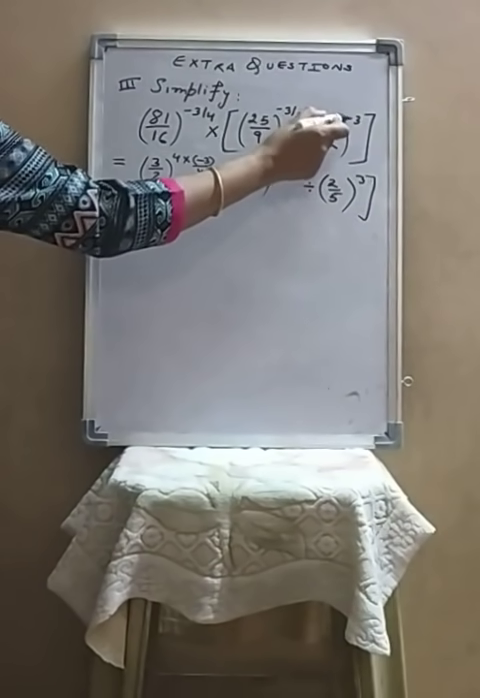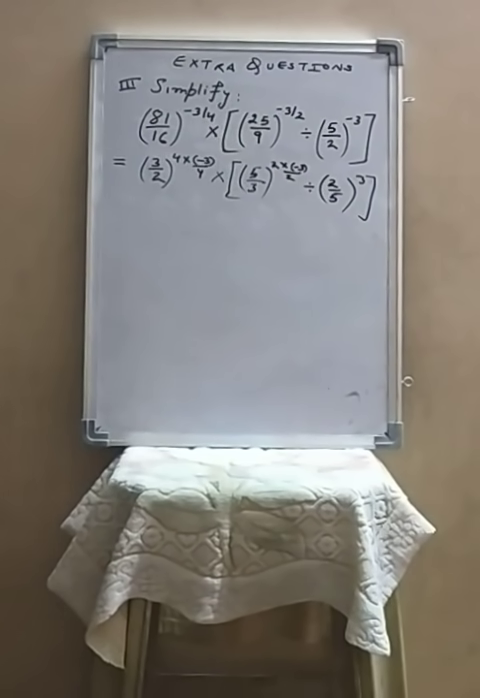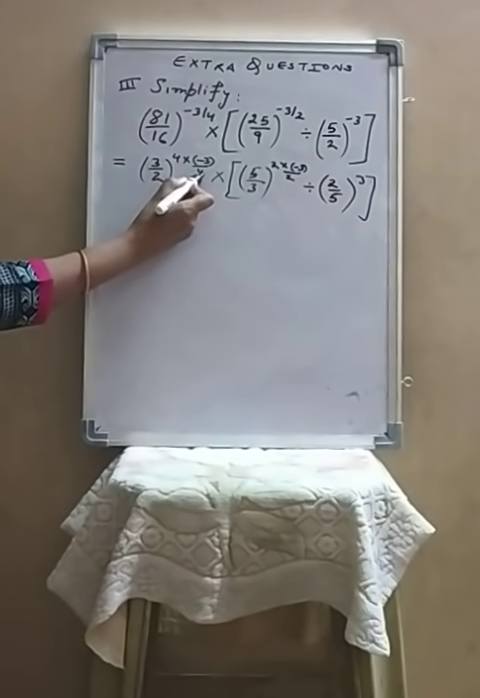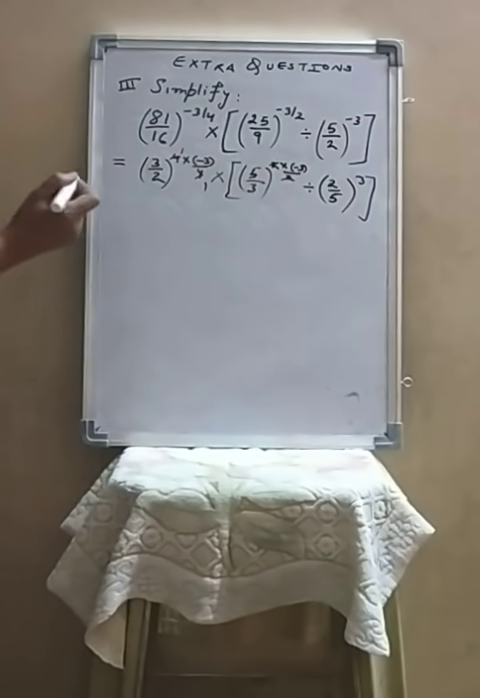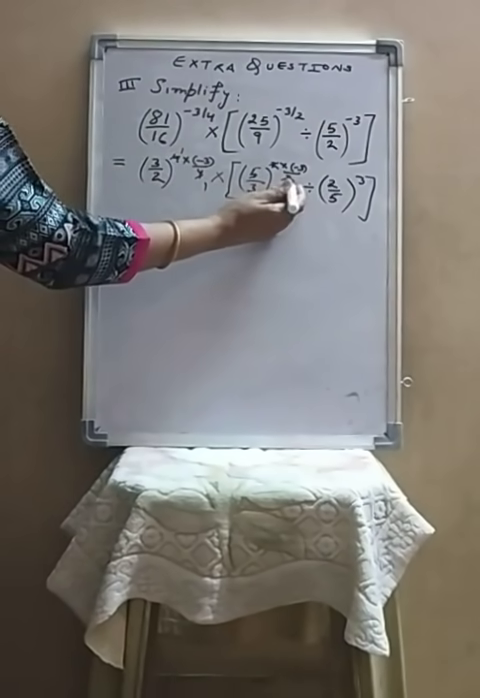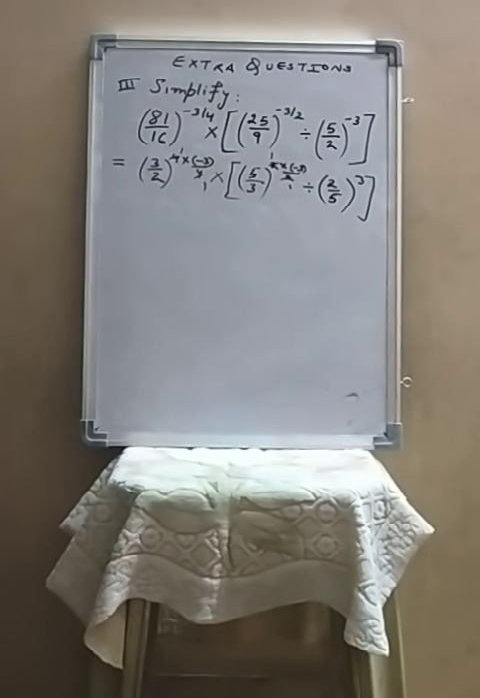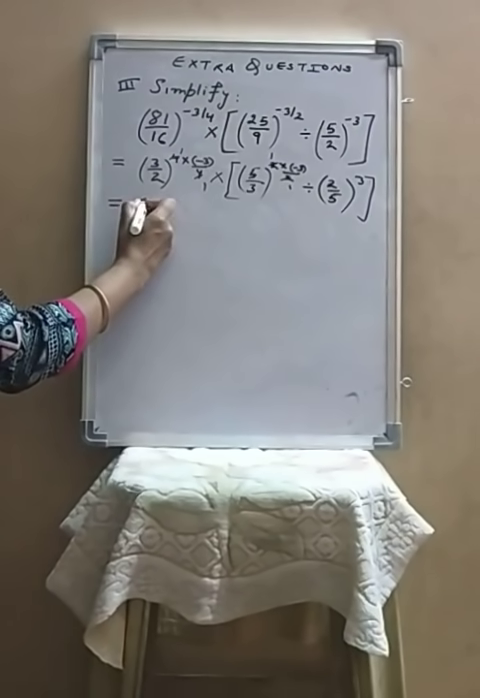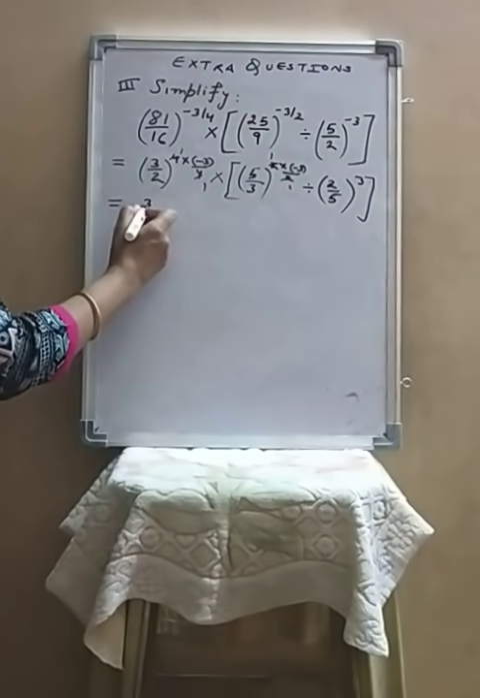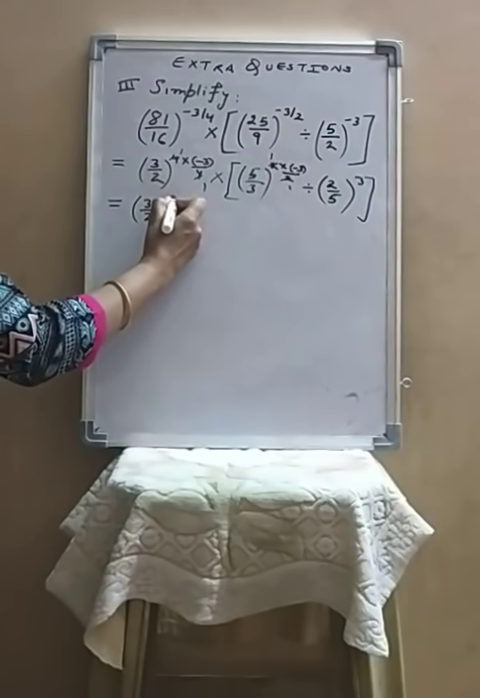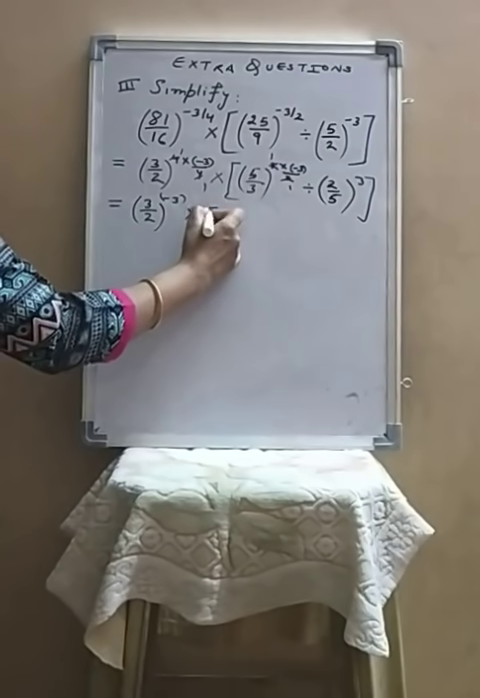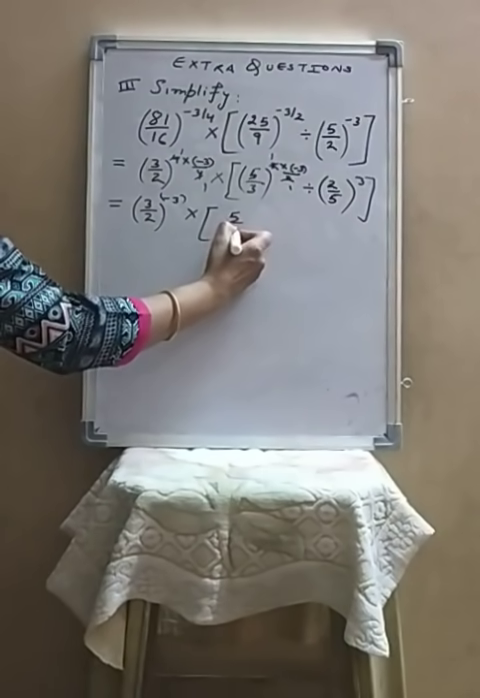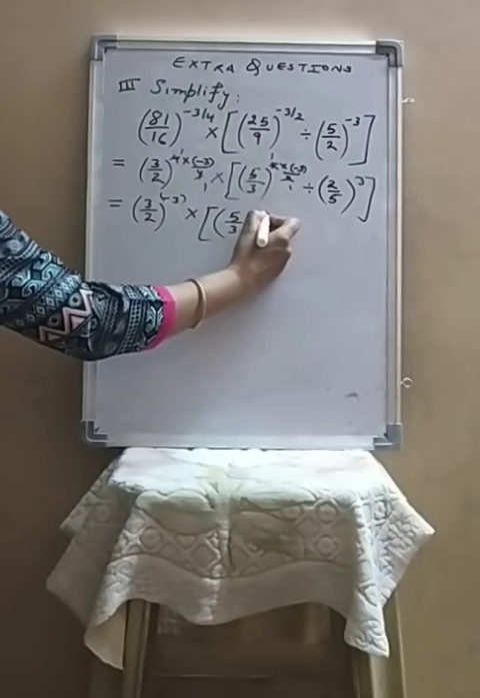Because I have changed this negative power to positive one by simply reciprocating. You can see that this 4 can be cancelled with this 4. Similarly, 2 can be cancelled with this 2. And let us write the next step, which is 3 by 2 raised to the power minus 3, multiplied by 5 by 3 raised to the power minus 3.